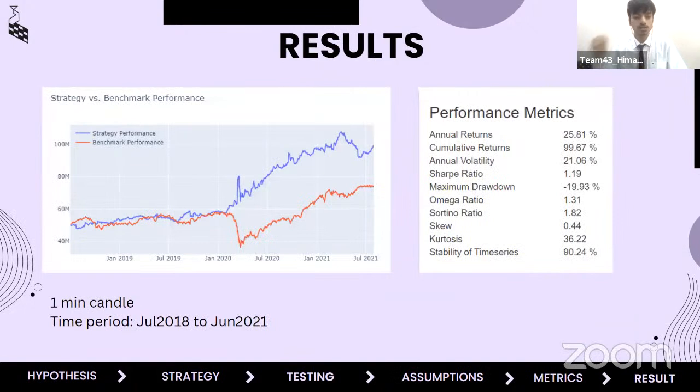Now we come to the results. These are the results for a 3-year period with a trading frequency of 1 minute. We can see the cumulative returns to be 100%, annual returns to be about 26%, and we can also see the stability of the time series to be 90%.